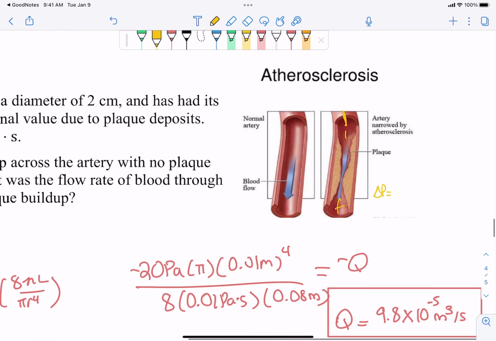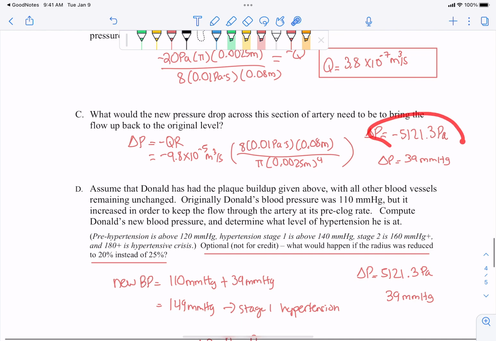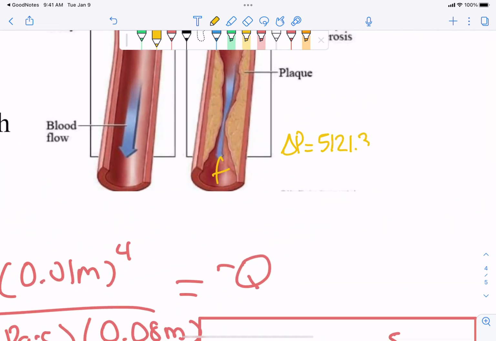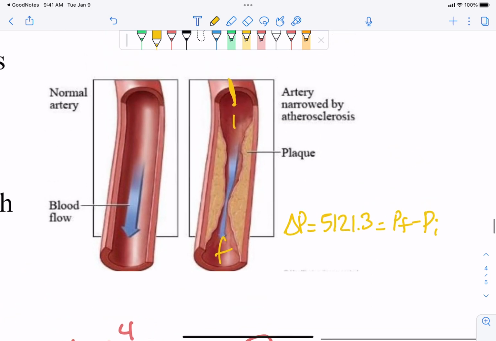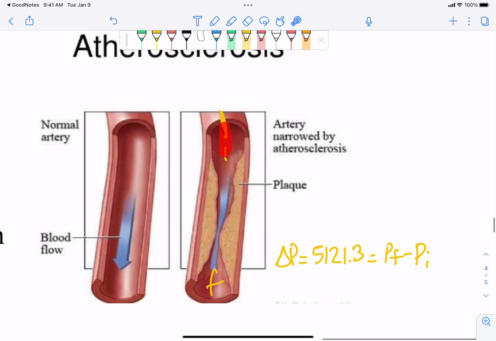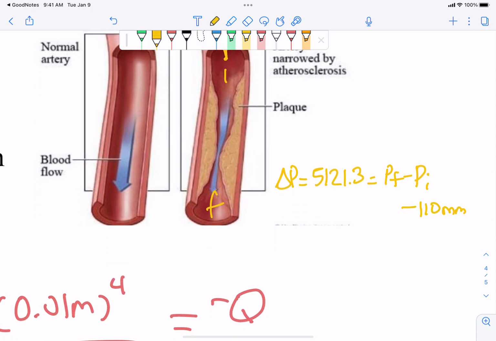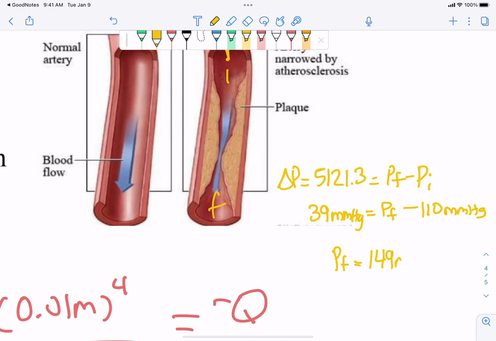That change in pressure to maintain the flow, we said was 5,121.3 pascals, right? That's equal to the final minus the initial. Well, the initial, where it's unobstructed, where it's flowing normally, you can just imagine the continuation of this artery, everything's flowing normally. If that's 110 millimeters of mercury, we can essentially calculate the final blood pressure, which is here, after the clog, or basically at the end of the clog. So we can take the 5,121 pascals, convert that, and we said that was going to be 39 millimeters of mercury. So if we add this to that side, we should get our final pressure being 149 millimeters of mercury.